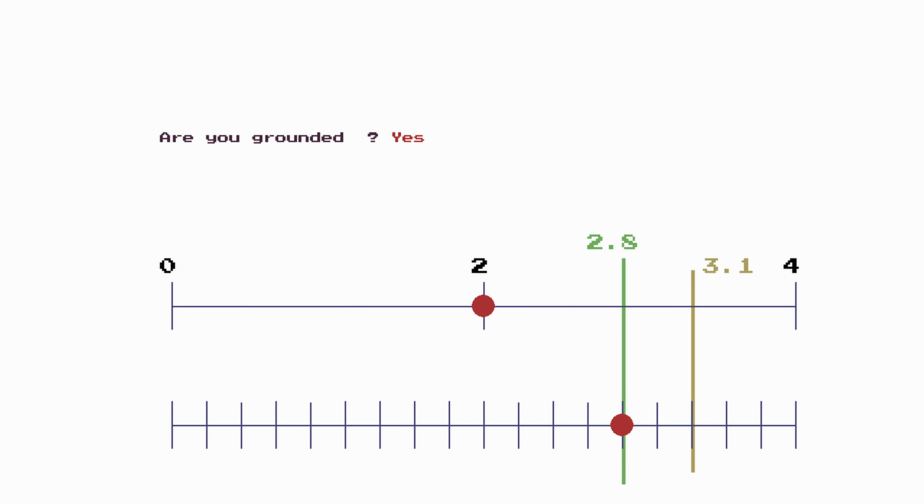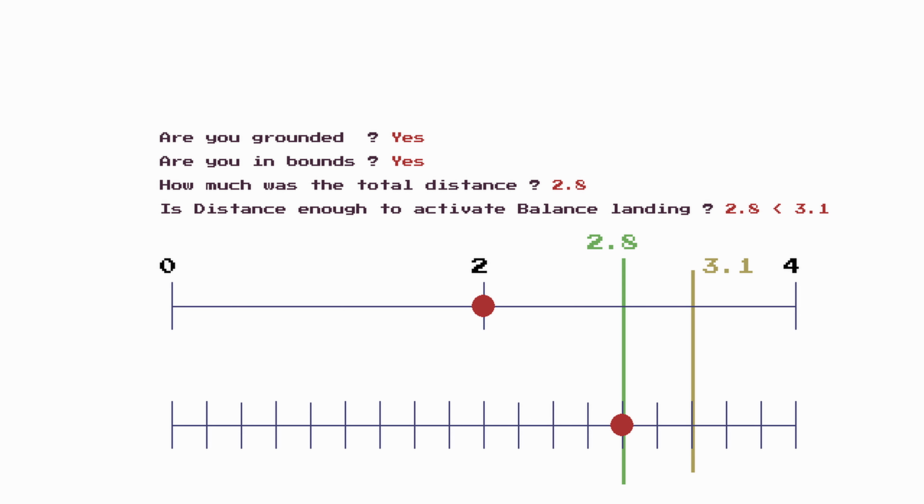So basically, are you still inside the game map? The answer to that is yes. Then it asks, how much was the total distance between when you started falling and when you were actually grounded? In this case, it was 2.8. And finally, the game asked, is this enough distance to activate balanced landing? Well, 2.8 is not higher than 3.1, so no, we're not going to activate balanced landing for this player.